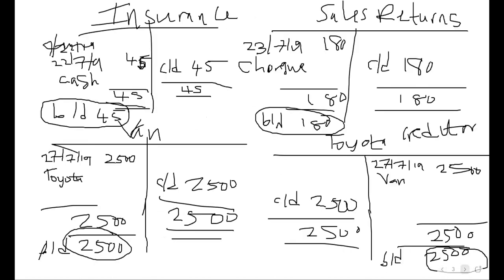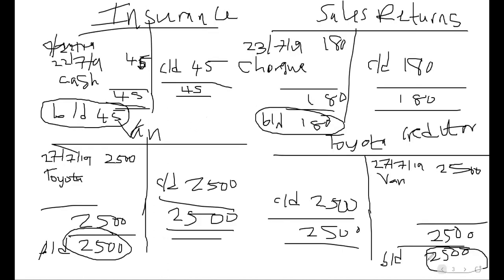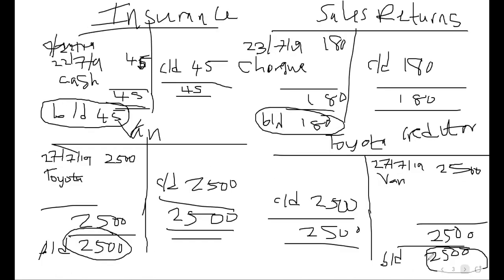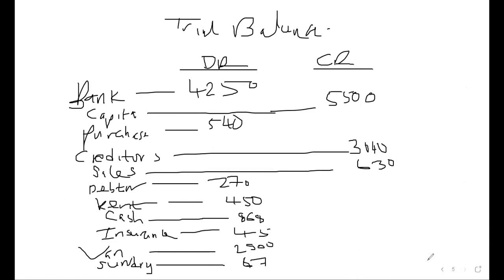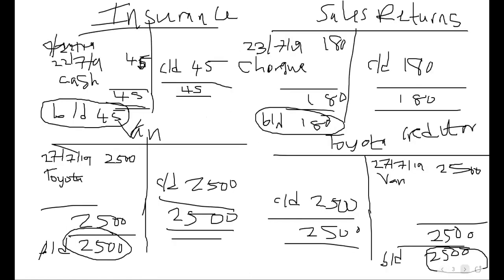Okay, so sundry expenses was 67 here, brought down debit. And then sales returns. So we have the sales returns now. Our sales returns are how much? 18.